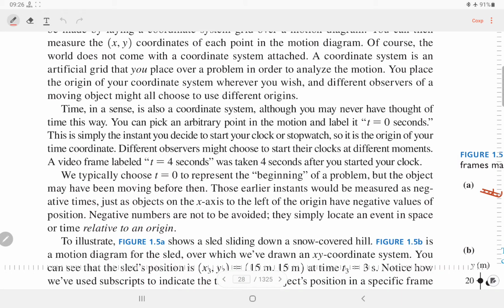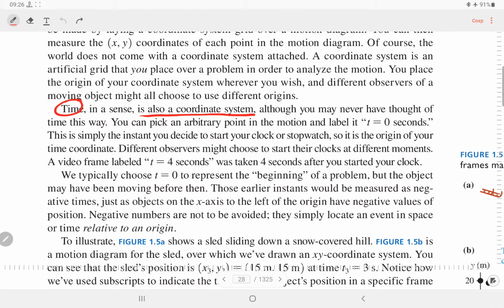Time, the second important physical quantity, is time. We should know the time at which the object was at a certain location, at a certain position. So time is important. Basically, time is, in a sense, also a coordinate system. You see, interesting. Time is also a coordinate system. You may never have thought of it this way.